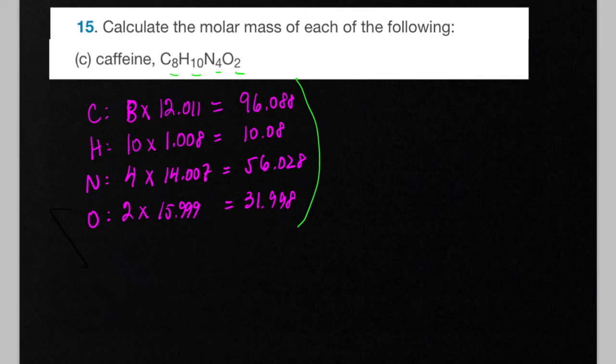The last step is to add all of these up. So let's go ahead and do that. And this will be the answer that we are looking for. Okay, so I'm getting 194.194 grams per mole. So there you go for caffeine.